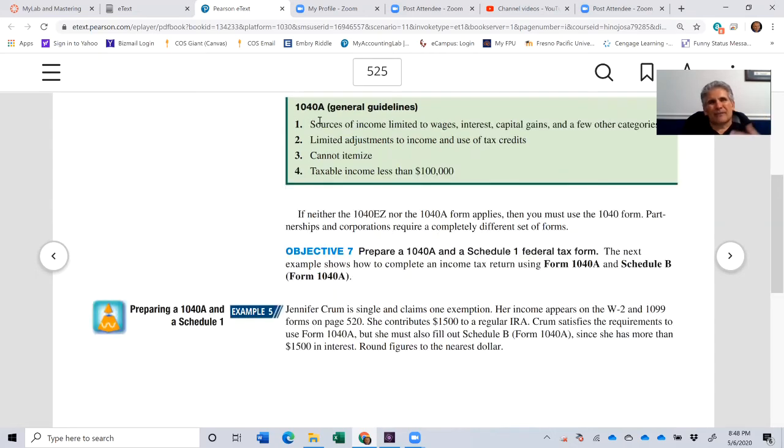There was a next level, the 1040A, which was a simpler form. You could add some additional types of income and still use that form. Some tax credits, you cannot itemize, and your taxable income still has to be less than $100,000.